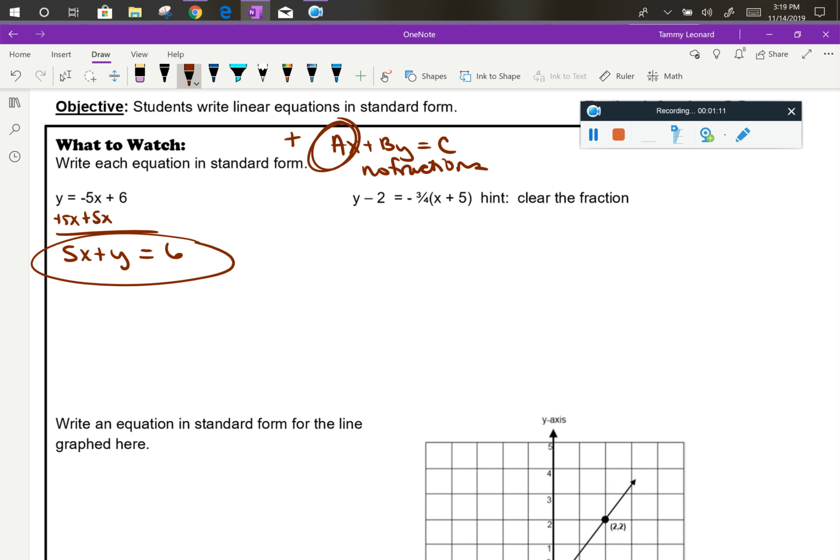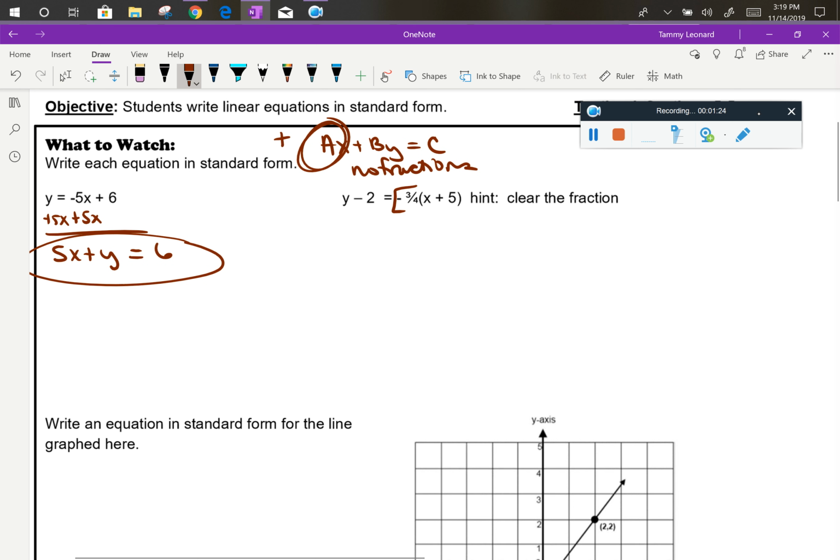The next problem is going to require a little bit more work from us. First of all, it's just kind of longer. And second of all, there's a fraction. And notice I put a hint right there. Clear the fraction before you do anything else. Remember, clearing the fraction means multiplying both sides by whatever that denominator is.